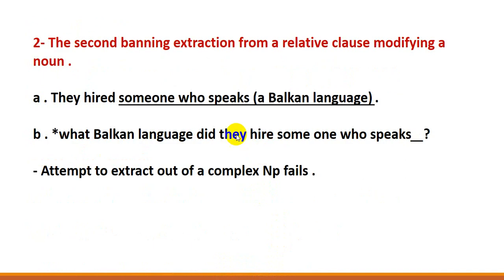The second bans extraction from a relative clause modifying a noun. For example, they hired someone who speaks a Balkan language. So, what Balkan language did they hire someone who speaks? This is ungrammatical, so the attempt to extract out of a complex noun phrase fails.